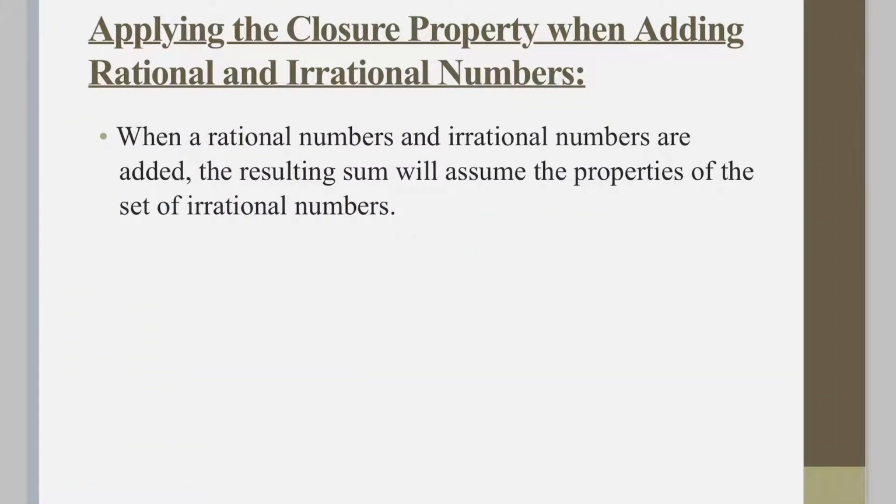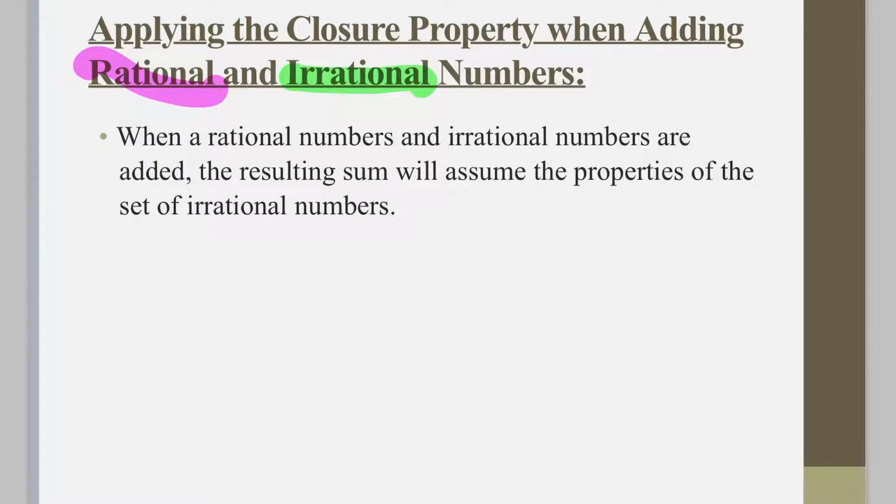Looking at the next topic, we have applying the closure property when adding a rational and irrational number. Now that's interesting because we no longer have two numbers that are in the same set. So we have a rational and we have an irrational number.